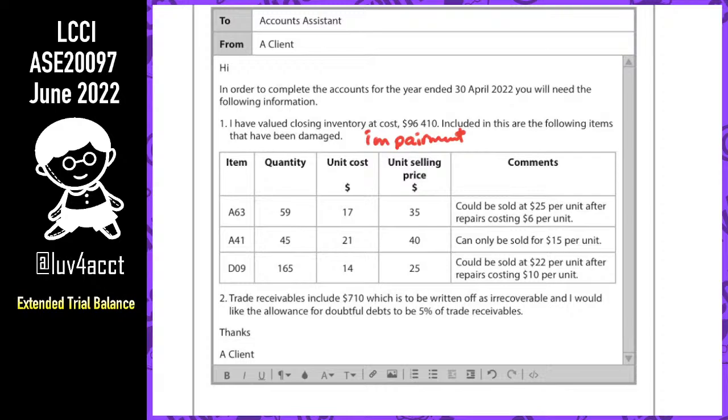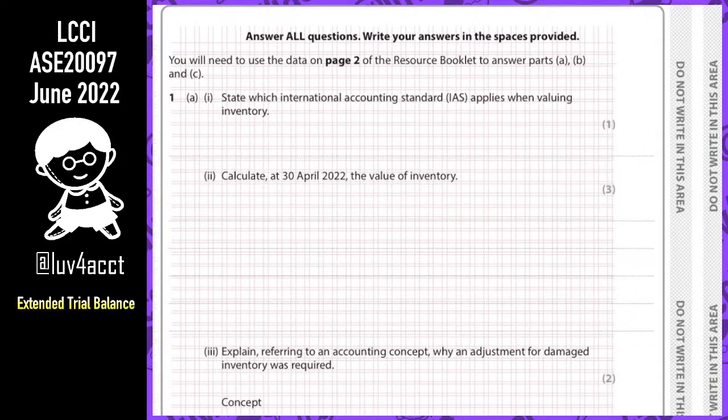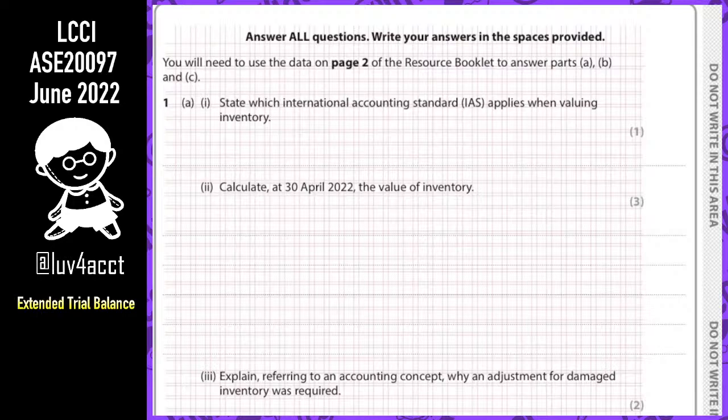Number 2, trade receivables, $710 to be written off as irrecoverable debt, and also allowance for doubtful debt to be 5% of trade receivables. We have to see whether we have any opening balance on this. So let's get to the first 3 points. State which international accounting standard applies when valuing inventory. So we have IAS2. That will get you 1 point.